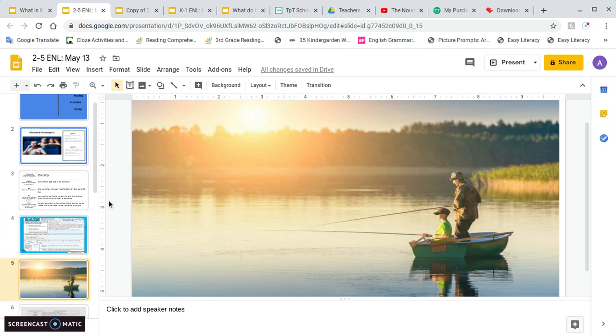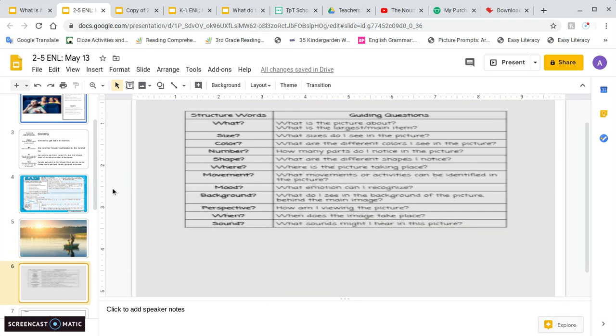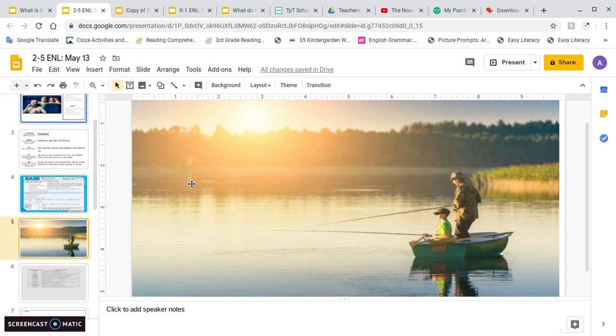All right. So now we're going to do something different for writing today. What I want you to do is look at this picture, okay? And I included our guide words, which a lot of us used last year when describing pictures. So what do you see? What sizes do you see? For me, I see a boy and a man fishing. If I'm thinking of sizes, well, the lake is really big compared to the boat. The boat seems really small. Okay, the trees are really tall. So those are some sizes.